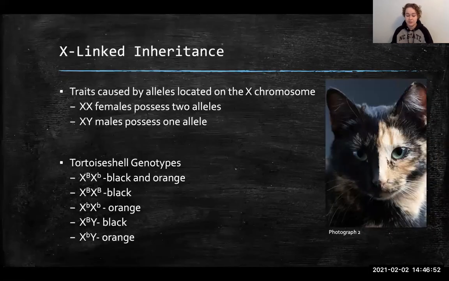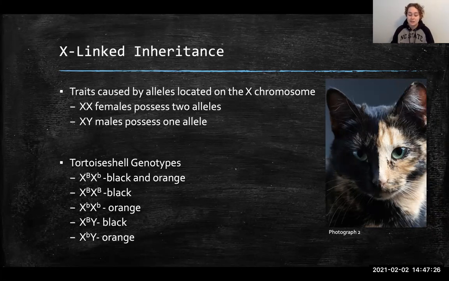One type of inheritance in genetics relating to sex chromosomes is X-linked inheritance. For this type, alleles that code for a phenotype are located on the X chromosome. This results in XX females possessing two alleles while XY males possess only one allele. However, due to the Lyon hypothesis, only one of the two alleles that the XX female possesses will code for the phenotype. For example, in tortoiseshell cats, aka torties, they possess an orange fur allele on one X and a black fur allele on another X.